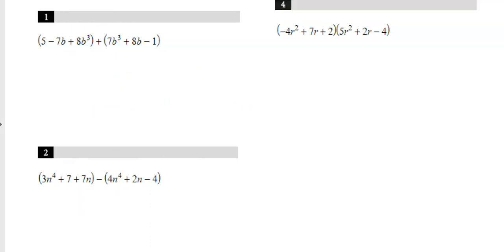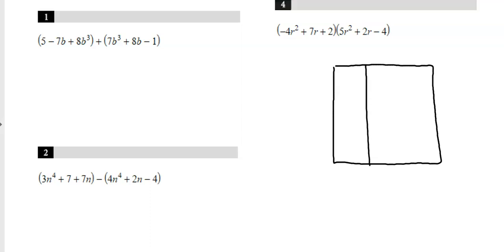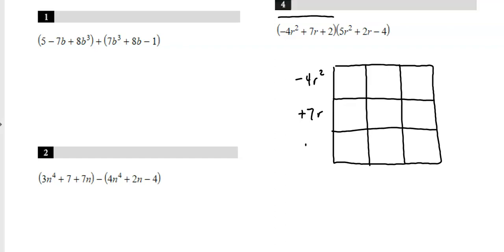I'm going to show you a different way. Instead of using the arrows, I'm going to do boxes. So I'm going to do a 3 by 3, showing you the box method. Kind of similar to lattice, if you did that back in the day when you were younger. The first expression can go either on the top or the side, it doesn't really matter. I'll put it down the side. Make sure you include the signs with them. Then across the top, 5r squared, positive 2r, negative 4.